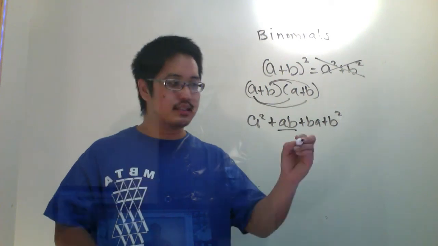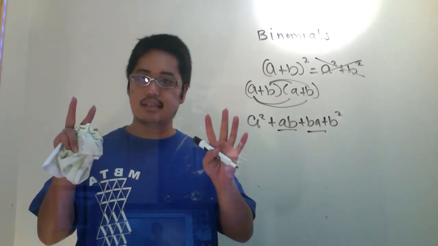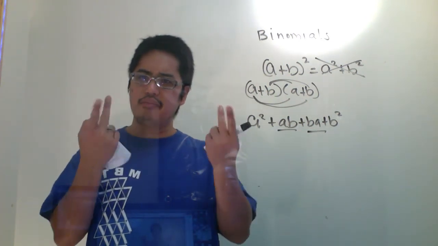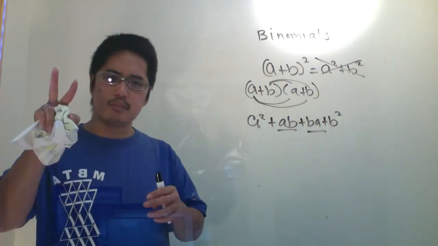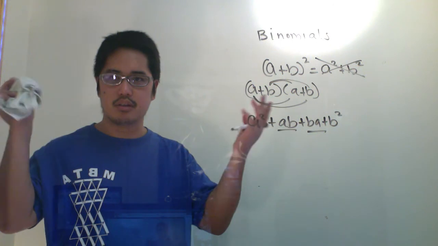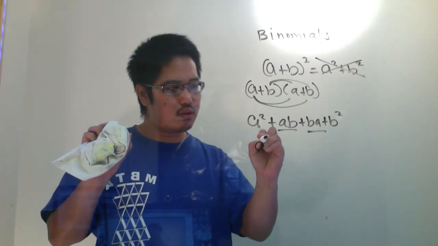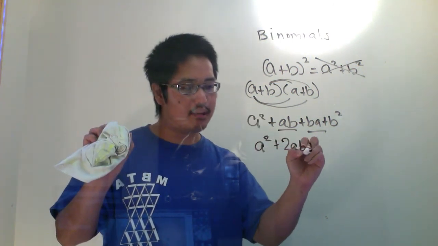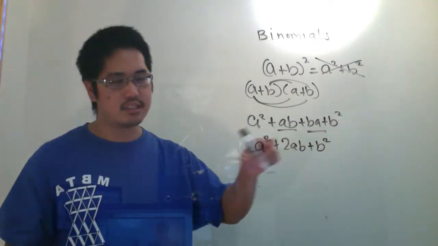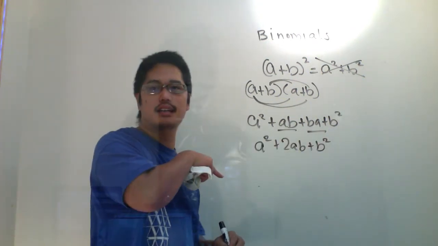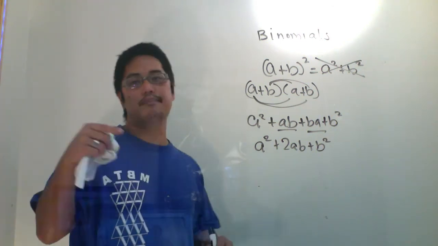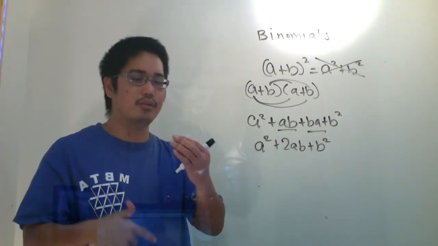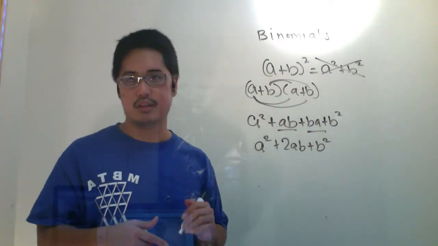A times B is the same as B times A, because I think that's called the commutative property of multiplication. Like you can multiply 3 times 4, and that's the same as 4 times 3, so we're good with that. So you have A squared plus 2AB plus B squared, because I can add these two in the middle. Yes, exactly, Alicia. You got it right. It is A squared plus 2AB plus B squared. That is how you multiply these two things out. A plus B squared.